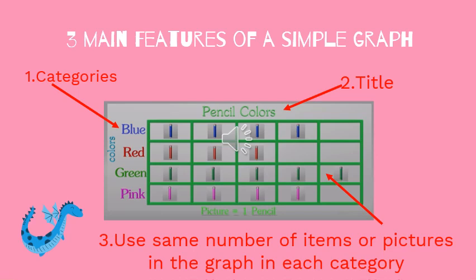At the top of the graph, there's a title. You need to tell the people that are reading your graph what it's about. This graph is about pencil colours, so that's why the title's there. And there's a third feature. Can you see the pictures of the pencils? And down the bottom of the graph, it says 1 picture equals 1 pencil. And you need to use the same number of items or pictures in the graph in each category.